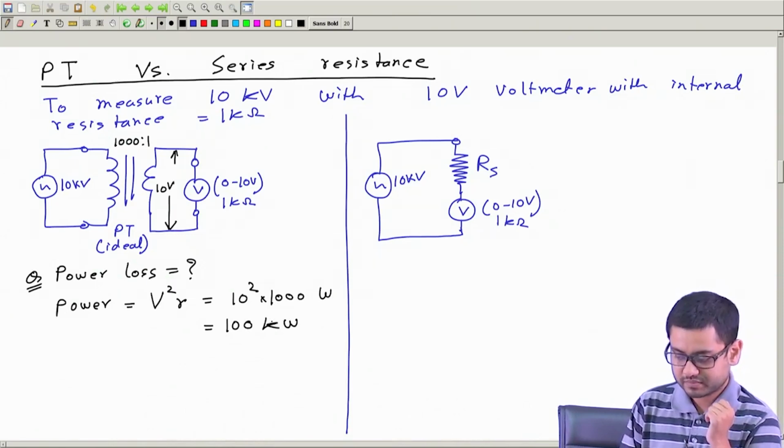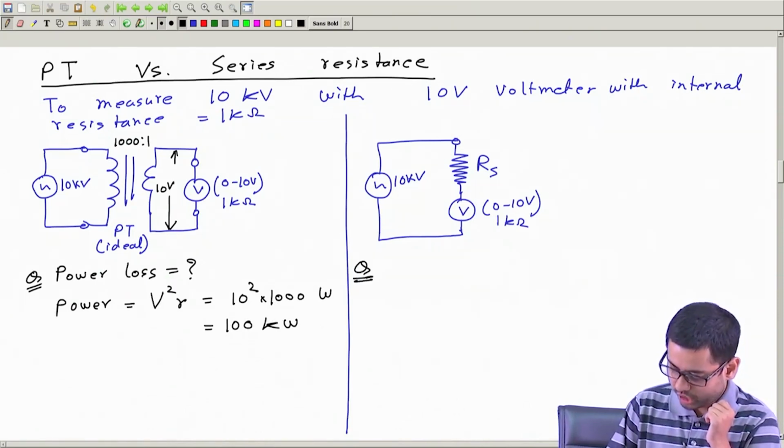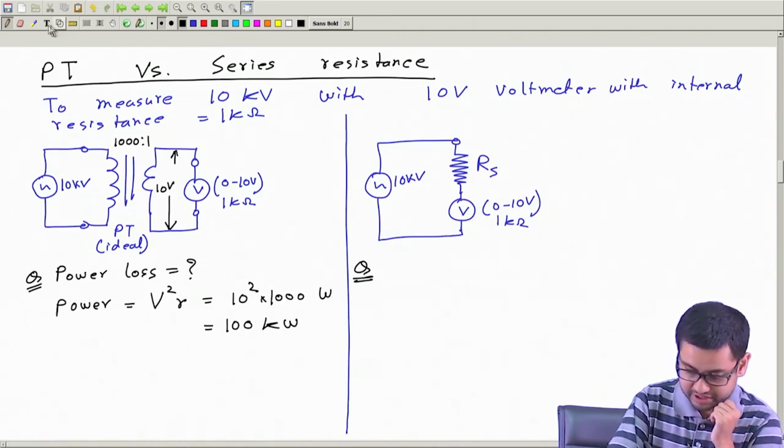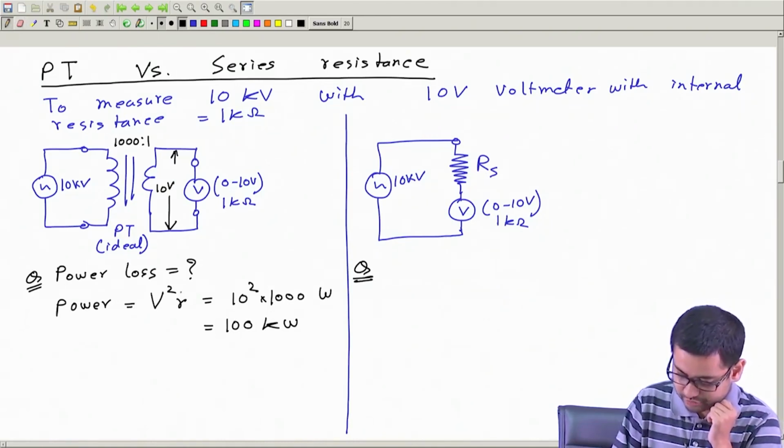Huge amount. Now how much will be the sorry, there is a mistake. The mistake is, this is V square by R.